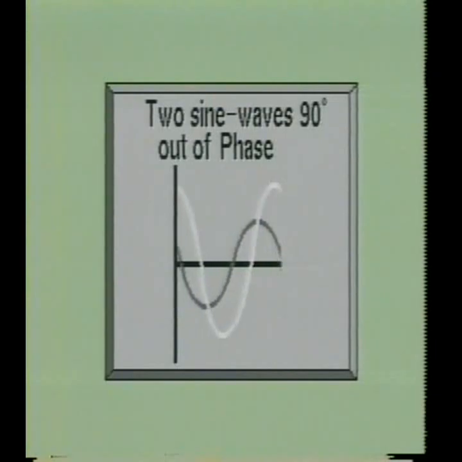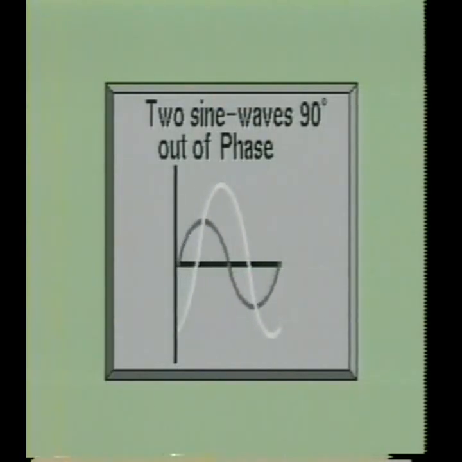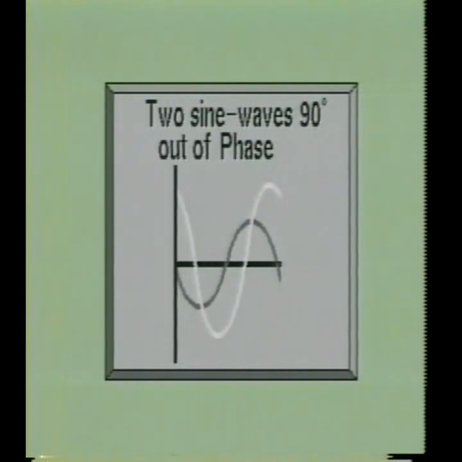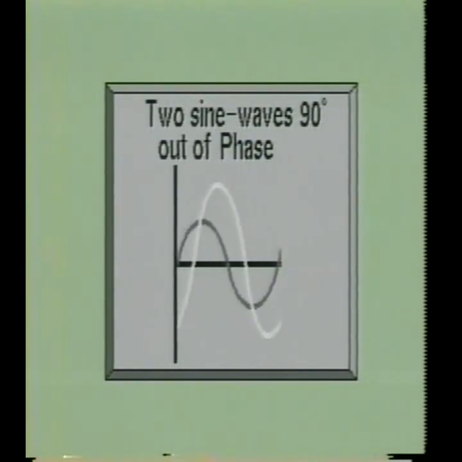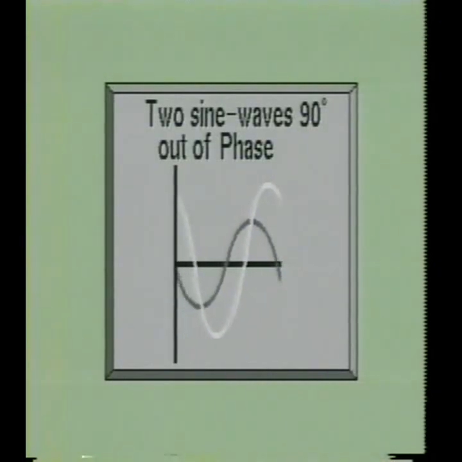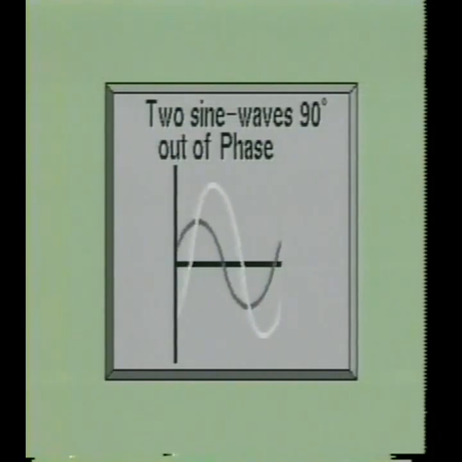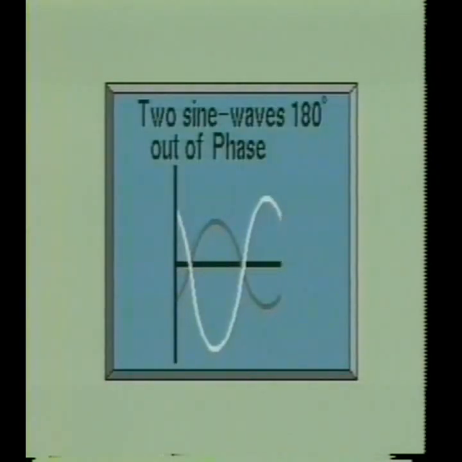Here we see two sine waves which are 90 degrees out of phase. Notice that one sine wave has reached its peak value as the other sine wave is just crossing its zero voltage point. When we look at the waveform, we see that one sine wave started 90 degrees before the other sine wave. We could say that one sine wave is leading the other sine wave by 90 degrees, or we could state that one sine wave is lagging the other sine wave by 90 degrees. Either would be a correct statement.